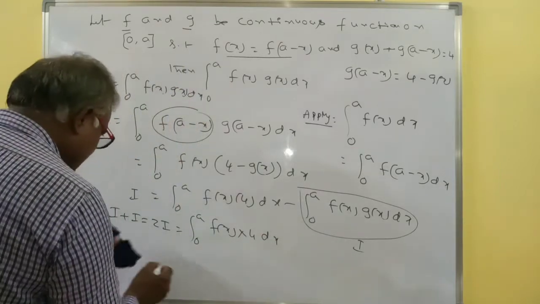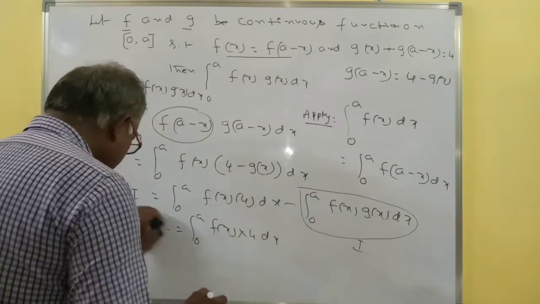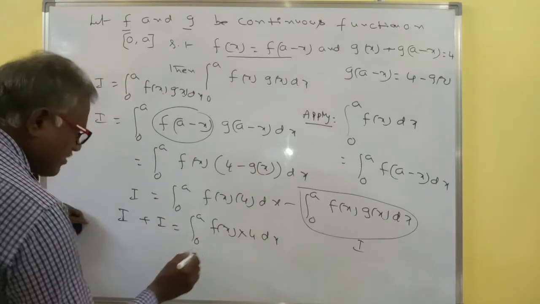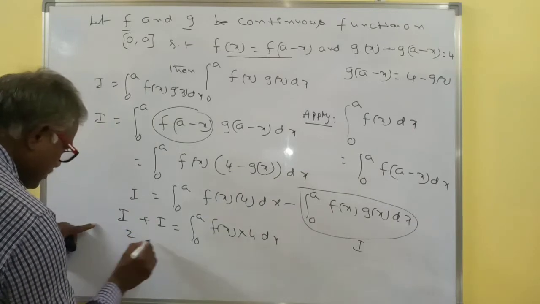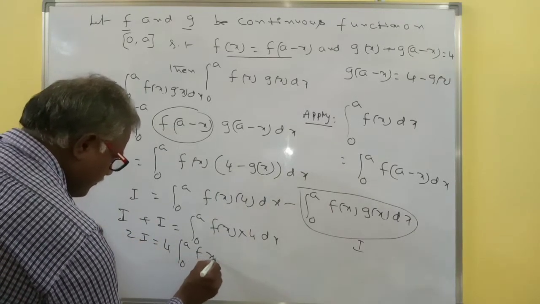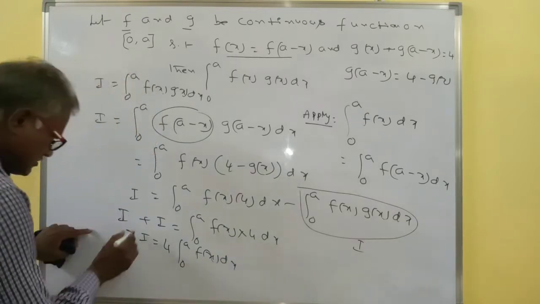That means clearly here just we have to write like this, I plus I. Okay, so this is nothing but 2I. 2I is equal to 4 into integral 0 to a f of x dx. So 2 gets cancelled.